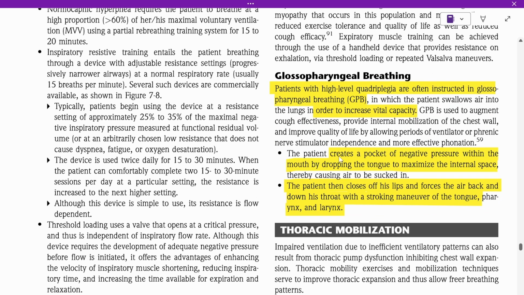The patient creates a pocket of negative pressure within the mouth by dropping the tongue to maximize the internal space, thereby causing air to be sucked in. The patient then closes off his lips and forces the air back and down his throat with a stroking maneuver of the tongue, pharynx and larynx.